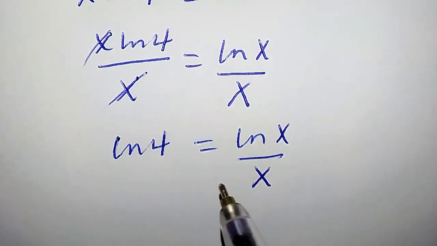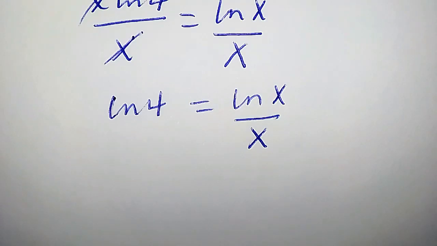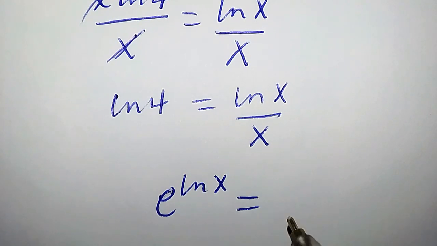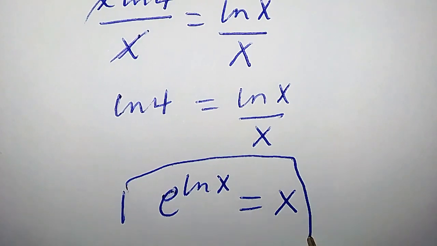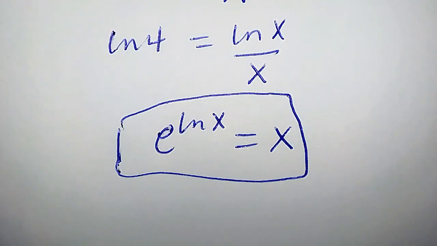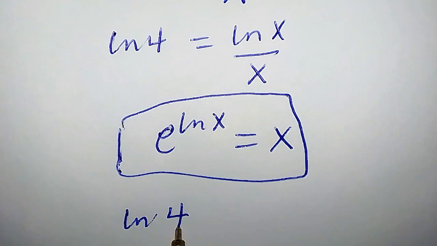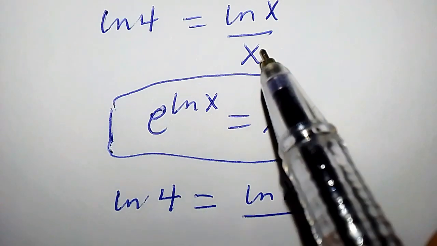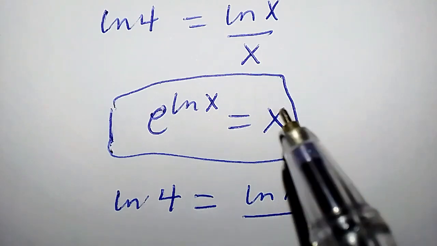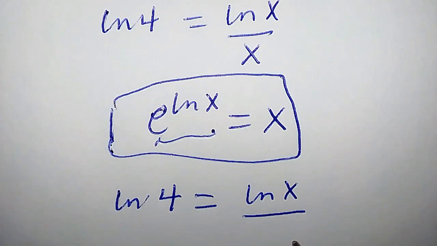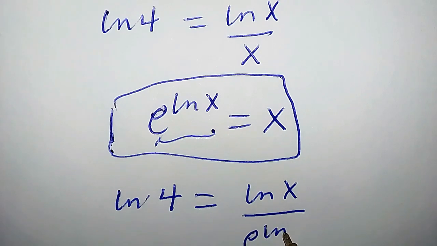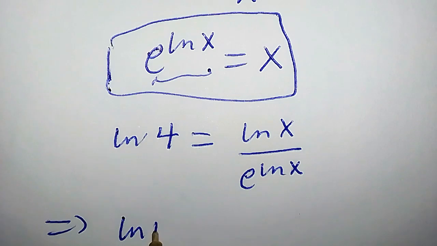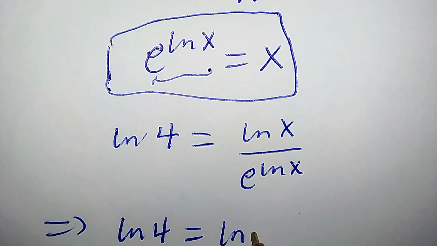We just collect the like terms. So let's proceed further. Now, recall that e to the power of ln x is equal to x. Let's take note of this. So from this, we have ln 4 equals ln x over x. So we will now replace this little x with this expression, so we're going to have e to the power of ln x.